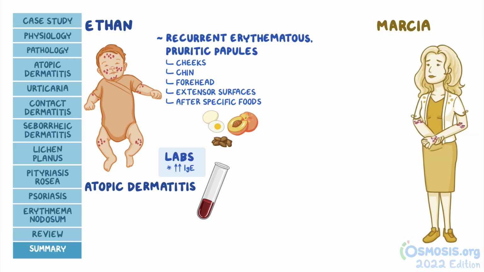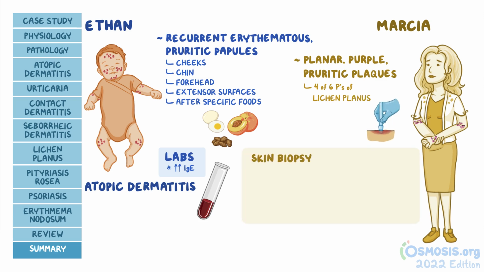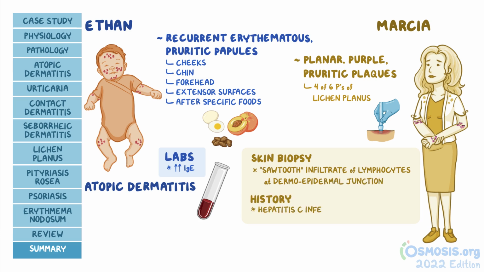Finally, Marcia is a middle-aged individual who presented with planar, purple, pruritic plaques, which are 4 of the 6 Ps of lichen planus. This was confirmed with the skin biopsies showing the classic sawtooth infiltrate of lymphocytes at the dermo-epidermal junction. Another clue is her history of hepatitis C infection, which is thought to be associated with lichen planus.